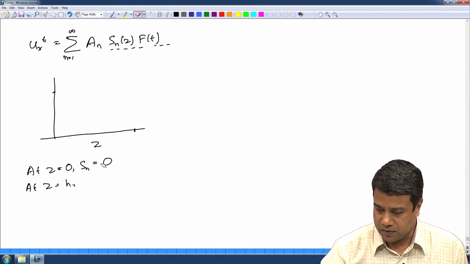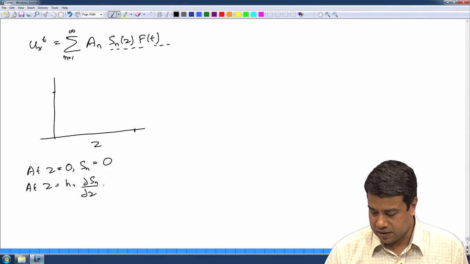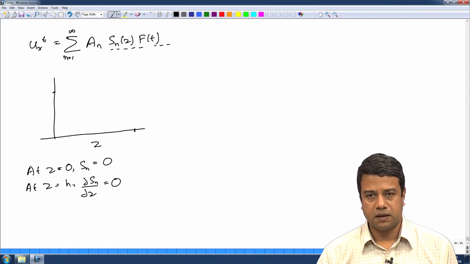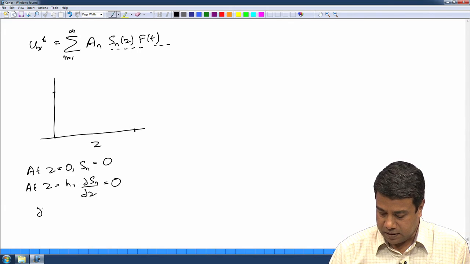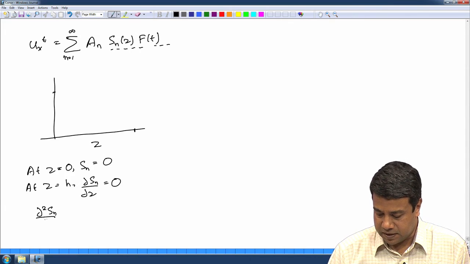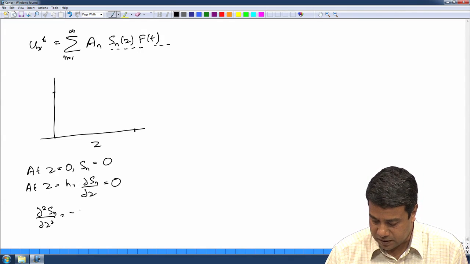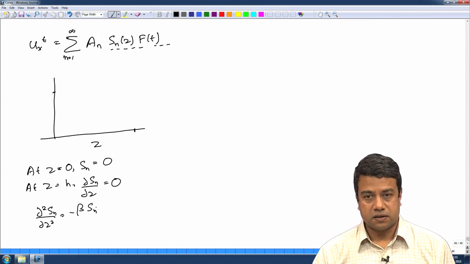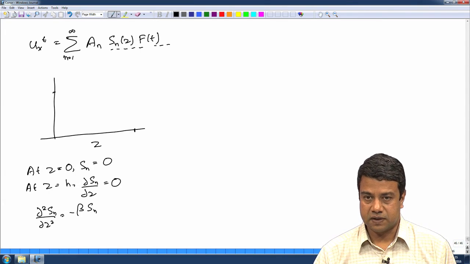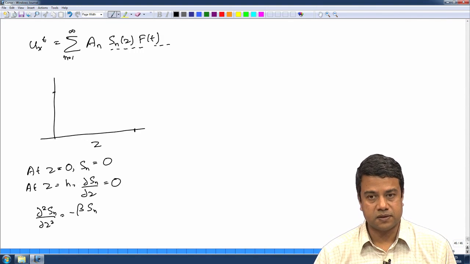Rather than being 0 on both surfaces, they have to satisfy the condition partial S n by partial z is equal to 0. And they have to satisfy an eigenfunction problem of the form d square S n by dz square is equal to minus some coefficient beta times S n. The solutions are obviously sine and cosine functions, and for cosine functions, the coefficient has to be 0 because they are not 0 at z is equal to 0.